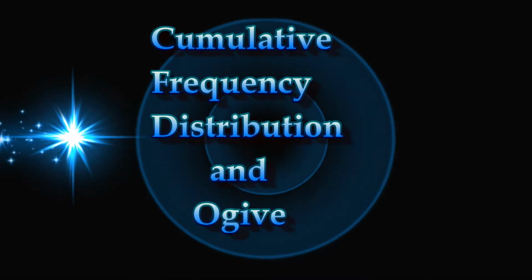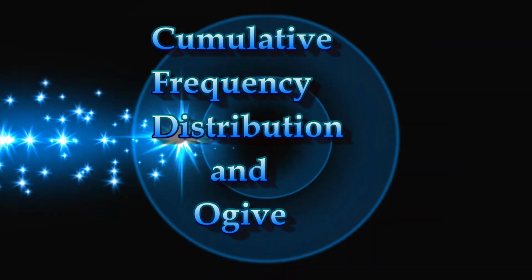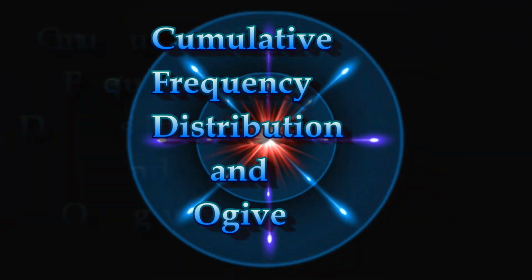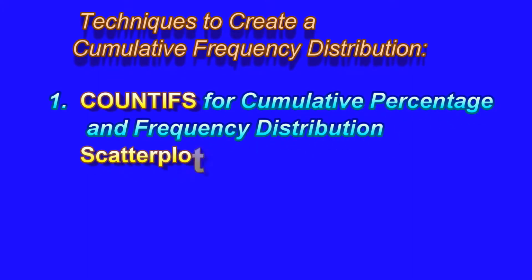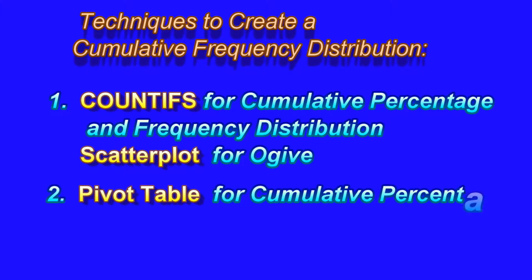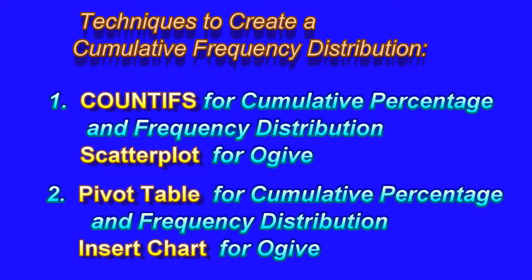Welcome to this tutorial on using Excel to create a cumulative frequency distribution and a graph of the distribution called an ogive. The first technique uses COUNTIFS as a function and then inserts an XY scatterplot to create the ogive. The second technique uses pivot tables to create a cumulative percentage distribution and then the insert chart tool to create the ogive. You do not need both of these techniques. Each one can stand on its own and accomplishes more or less the same thing.